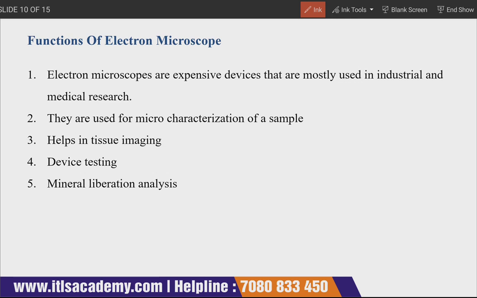They are used for micro characterization of samples. What do they do? They micro characterize, meaning they visualize the characteristics of a sample that you cannot see with your naked eyes. Again, they help in tissue imaging. Fourth is device testing. If you want to test any device, you can use an electron microscope. And then last is mineral liberation analysis. So these are certain functions of the electron microscope.